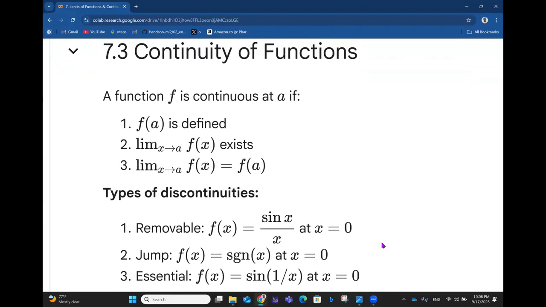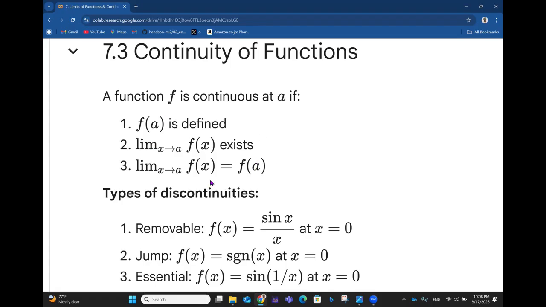Talking about continuity of functions, we say that a function f is continuous at a, given three conditions. First of all, f of a is defined. That means the function is defined at the value towards which the independent variable x approaches. So it must be defined at that point. Another thing is that the limit of f of x as x approaches a must exist, meaning that the limit as x approaches a plus and the limit as x approaches a minus both exist. So that means the limit of f of x exists as x approaches a.